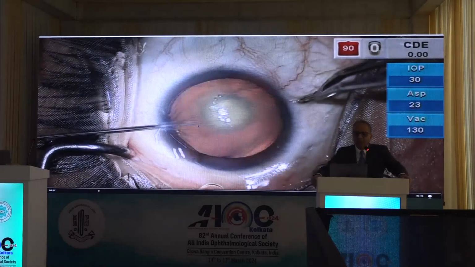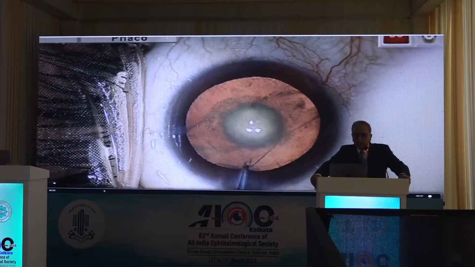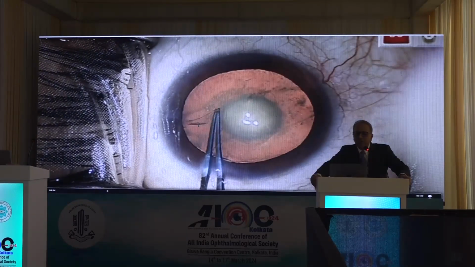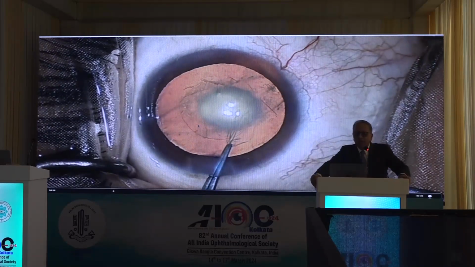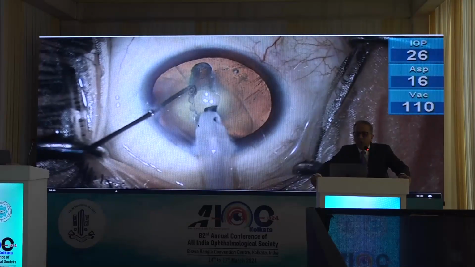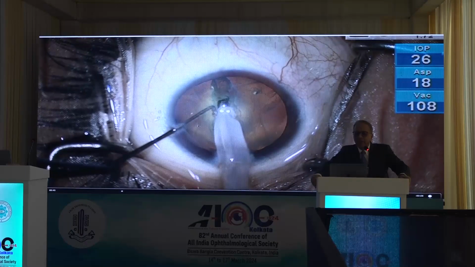Calibrated side port incision. The rexis of my choice is the oval rexis, as shown by Kiranjeet Singh from Amritsar. This gives the advantage of both a small and a large rexis. So now I'm starting with sculpting. The IOP is 26, which I will gradually reduce.